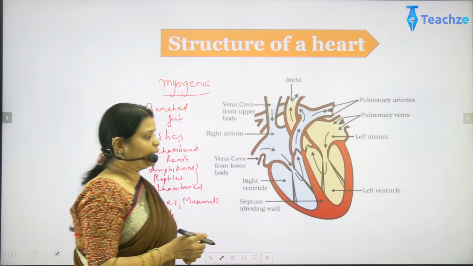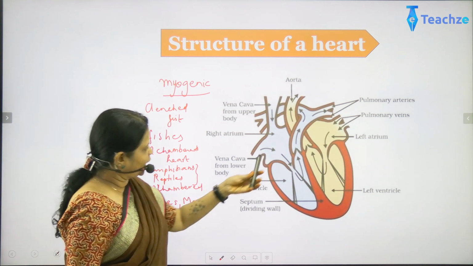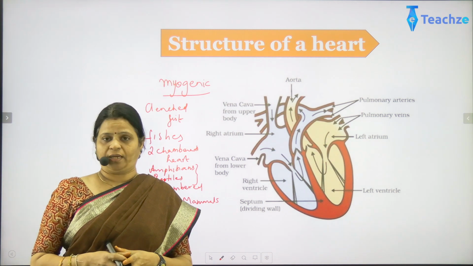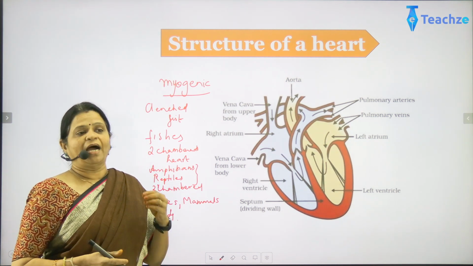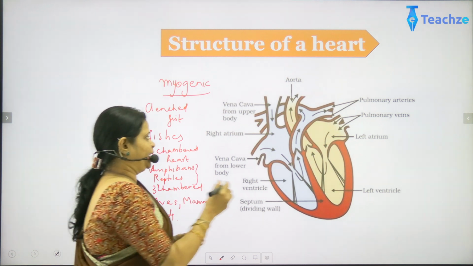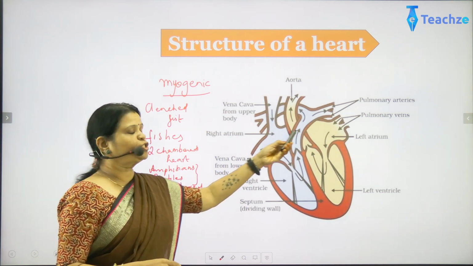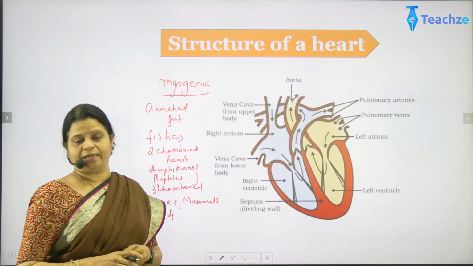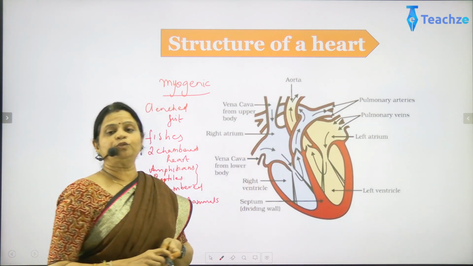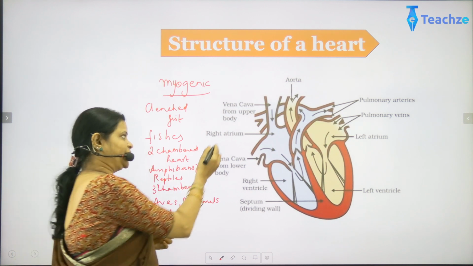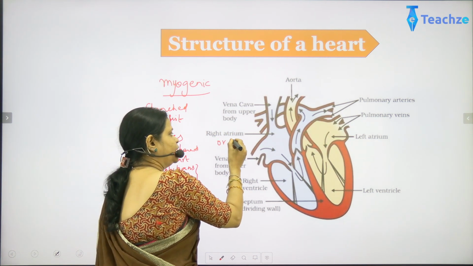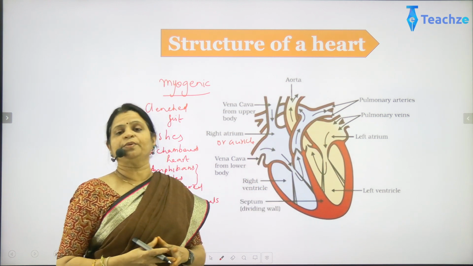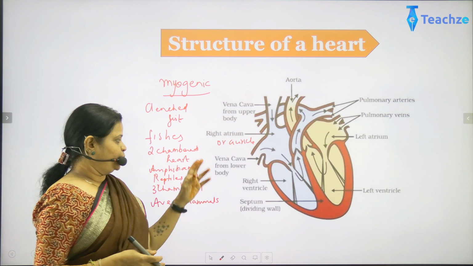Now you can have a look at the screen. You can see that the heart is made up of four chambers, with two different types of names. The top two chambers we call the right atrium and the left atrium. The two chambers at the upper level are called atria, otherwise called auricles. The lower two chambers we call ventricles, and you have a right side and a left side.